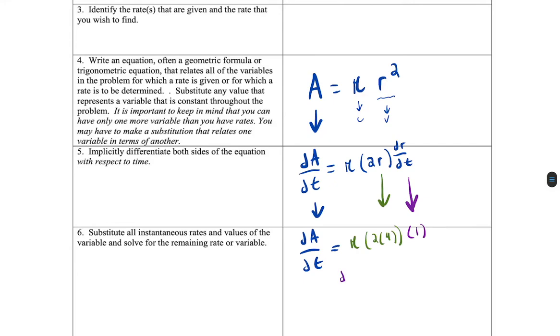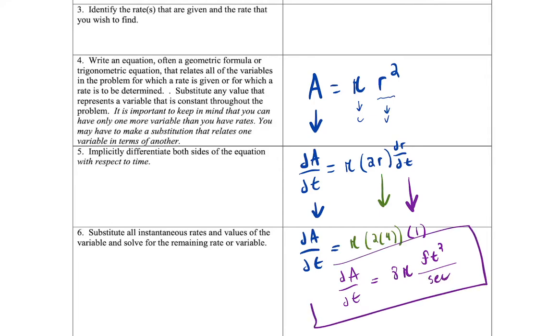So the derivative of the area with respect to time, which is what the question asked for, is equal to 8 pi. That's all. 8 pi, and if you want units there, you just have to think about what the units of area are. Well, area is feet squared, because area is always squared, over seconds. So 8 pi feet squared per second.